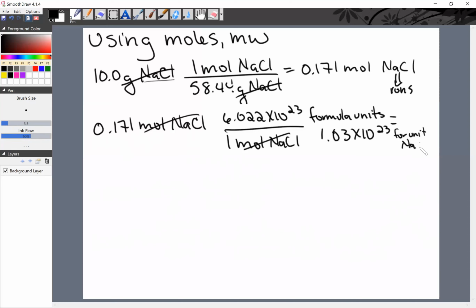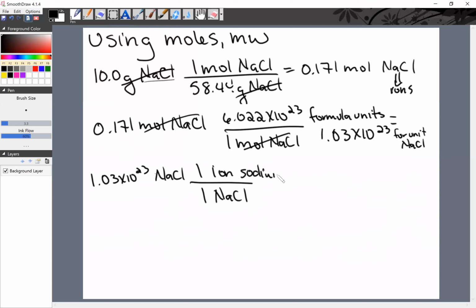sodium chloride. Well, what if you want to get smaller? Well, let's go down to ions. So I have 1.03 times 10 to the 23rd sodium chlorides. And for every 1 sodium chloride, I know there's 1 ion of sodium. Or you could just write it like that. And it's a 1-to-1, so it happens to be the same for sodium and chloride.